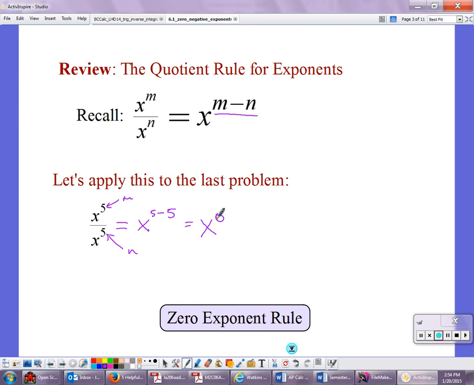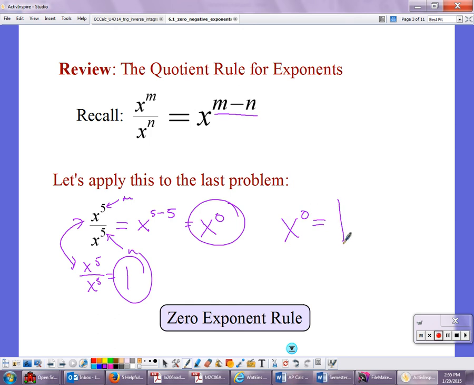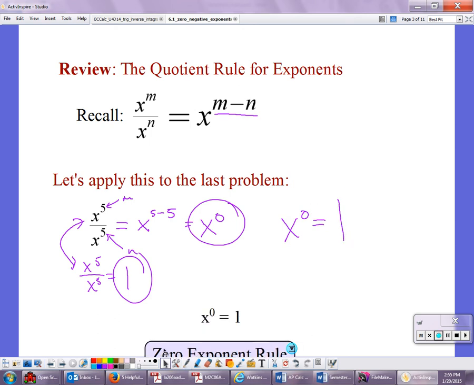And we already said, though, that x to the 5th over x to the 5th equals 1, right? Anything divided by itself will be 1. So if x to the 5th over x to the 5th equals x to the 0 power, and it equals 1, well, that suggests strongly that x to the 0 power equals 1. You've probably seen this before. But this is called the zero exponent rule. Some number to the 0 power is equal to 1. And it doesn't matter what it is. It could be anything. Anything to the 0 power is going to be 1.